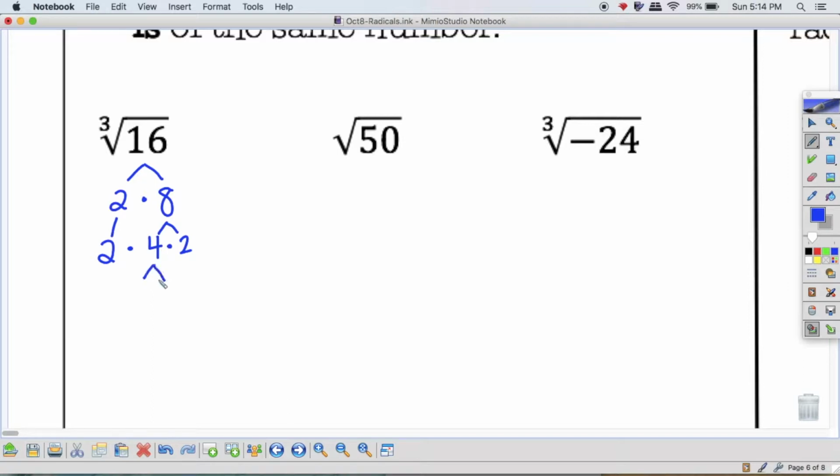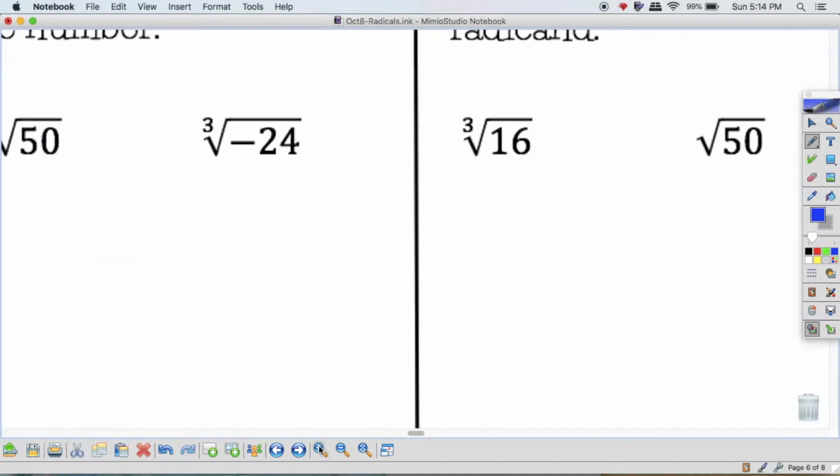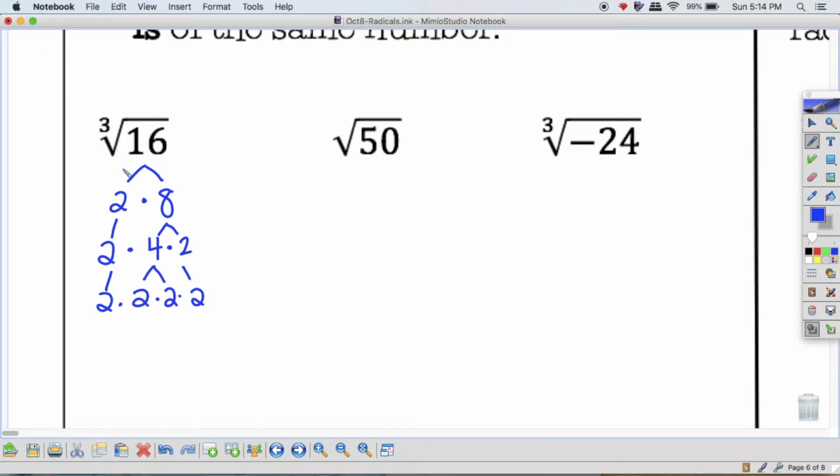And I could break this 4 down into 2 times 2. Okay, so you make a factor tree of all of the prime factors. Next it says to circle groups of whatever the index is. So what is our index in this question? This said the cube root of 16. So the index is 3.